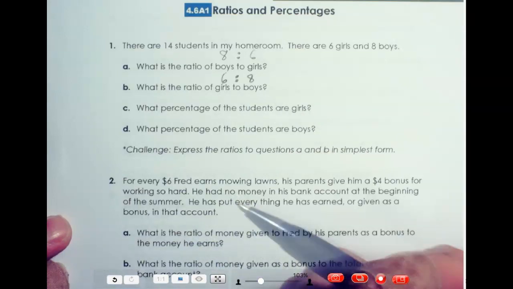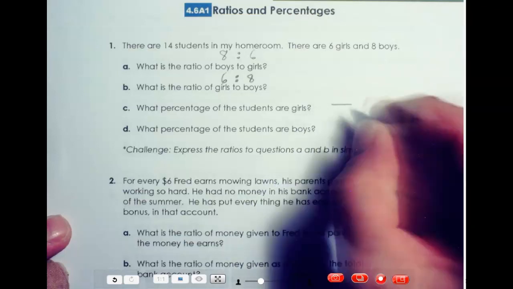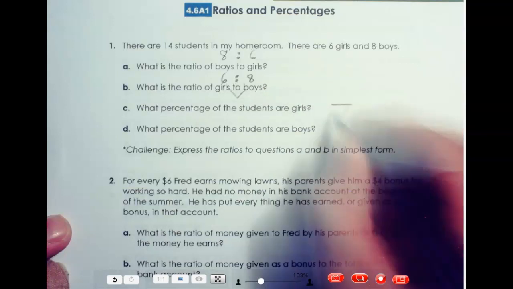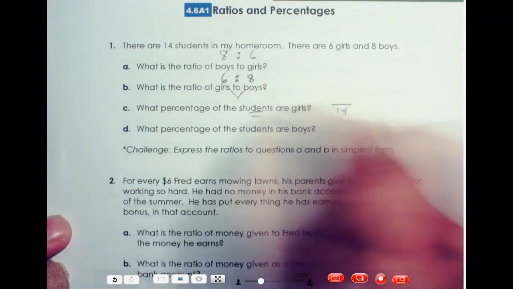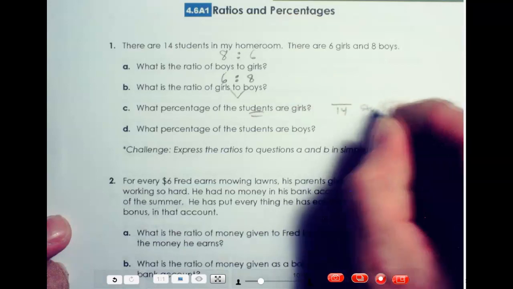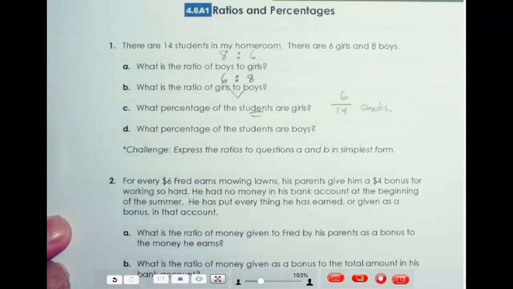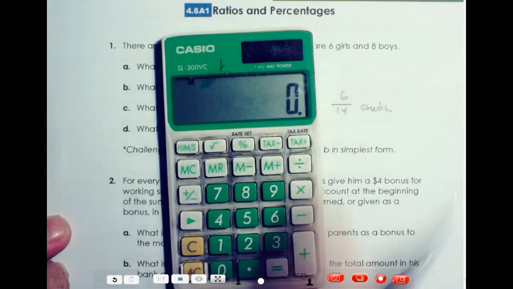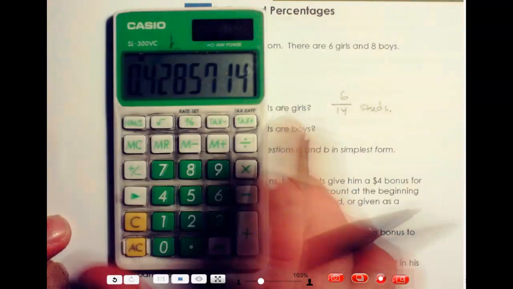Well, to get to a percentage, you got to get to a fraction and to a decimal. So there's a total of 14 kids, and that's the students, 14 students. And the girls are 6. Well, you can take 6 divided by 14. That's going to get us to a decimal, which is 42.8.